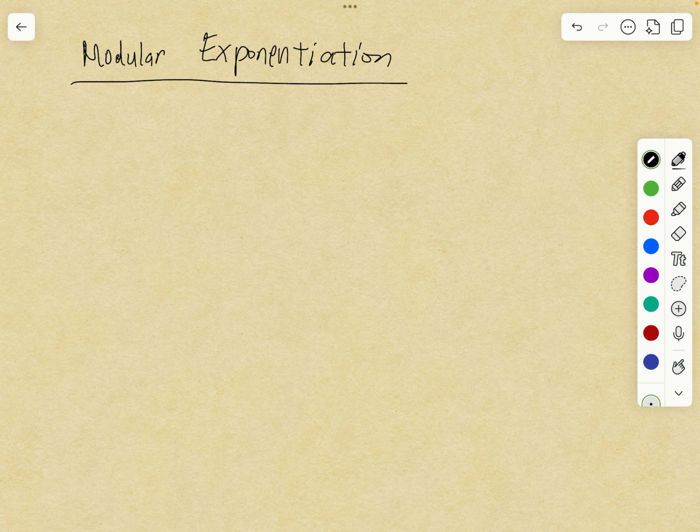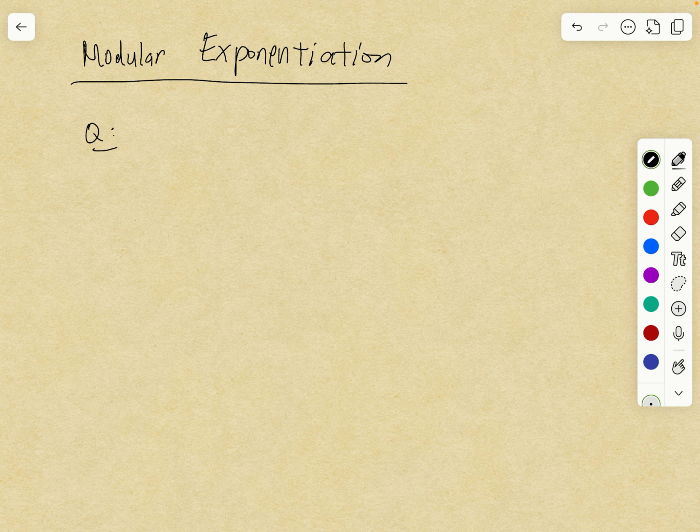In this video, we're going to talk about modular exponentiation. That means raising a number to a power and then reducing mod an integer. If you want to raise something to a power, often there's an easier way to do it than actually figuring out what the power is when you're trying to reduce mod an integer.